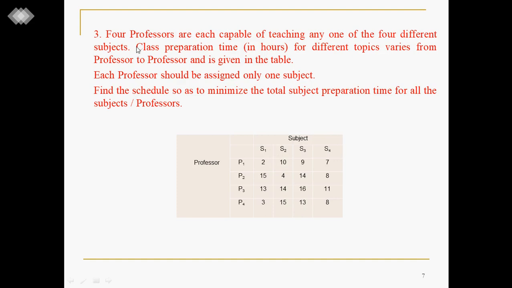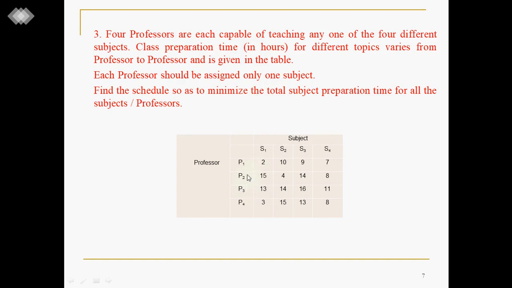Okay. So, assume that I have 4 different distinguished professors. One subject they have to take. Class preparation time in hours for different topics varies from professor to professor and is given in the table. Each professor should be assigned only one subject. Find the schedule so as to minimize, please underline this, minimize the total subject preparation time for all the subjects for all the professors.